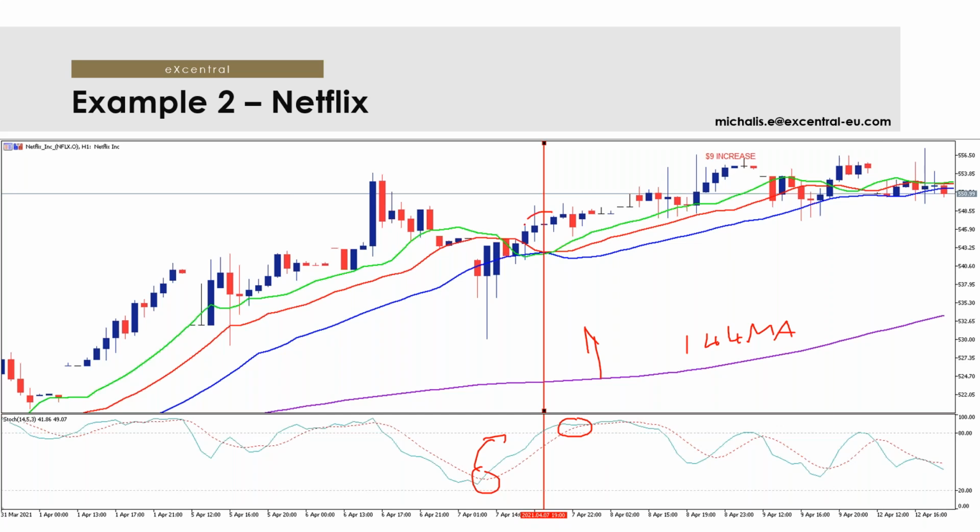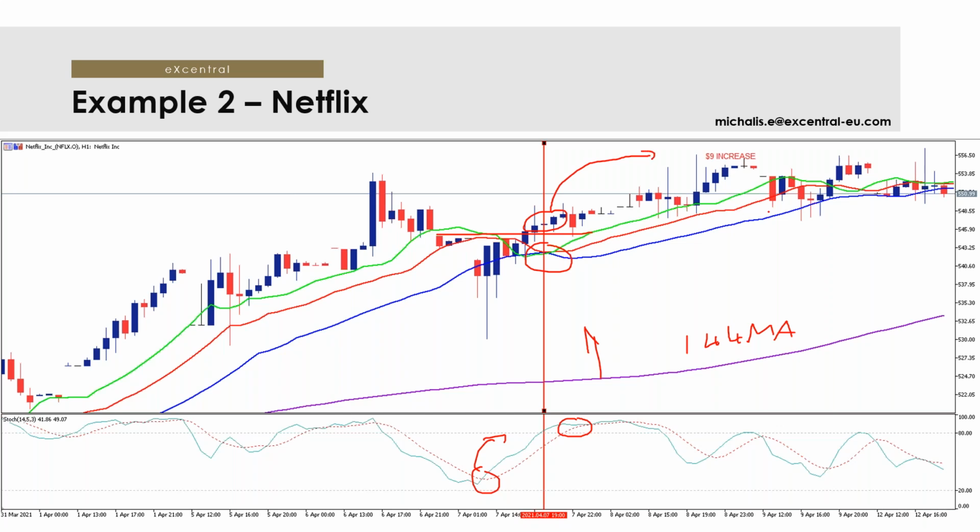The price is bullish, which is nice to see as well. It's just crossed the significant level, if you're looking at price action as well. And we've also got the crossover here. You can see, based on that period of time, we're looking at a 1 hour time frame. We've got an increase of $9 on the stock.